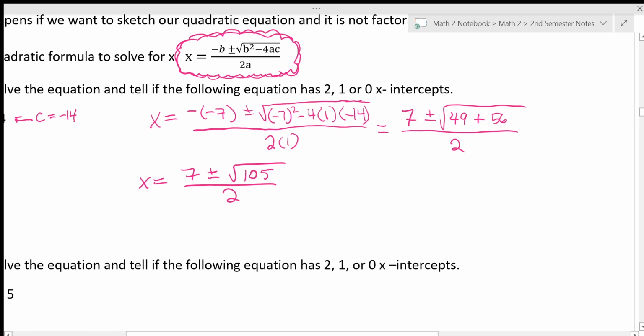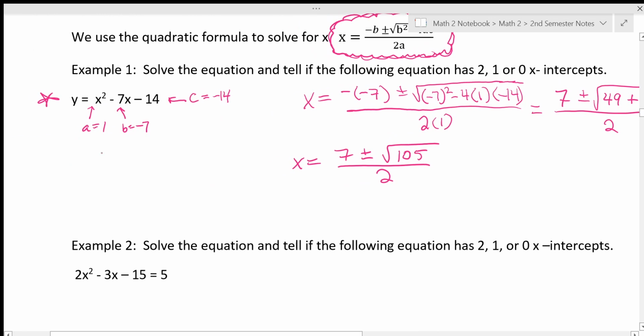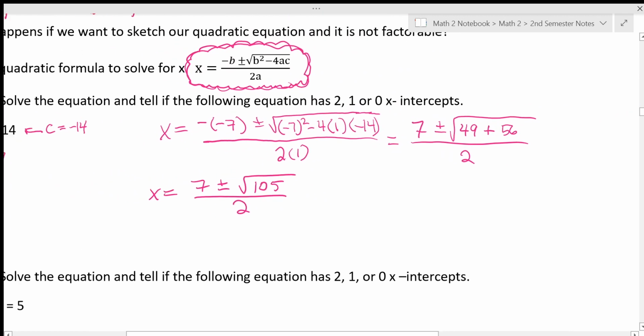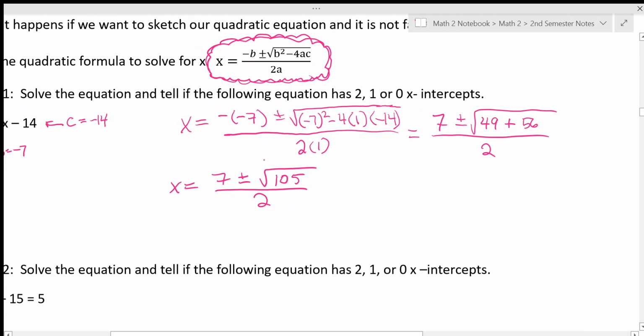Okay, I need to simplify the square root of 105. Let's see what the factors of 105 are. I know 5 goes into it. How many times does 5 go into 105? Let's see, 105 divided by 5 is 21. So I'm just going to simplify my 105, make sure I can't simplify that radical anymore. So this is 5 times 21. 21 is 3 times 7. Those are all my prime factors, and there are no pairs within my radical, so 105 is reduced. So I can't reduce it anymore, so this is my answer, believe it or not.